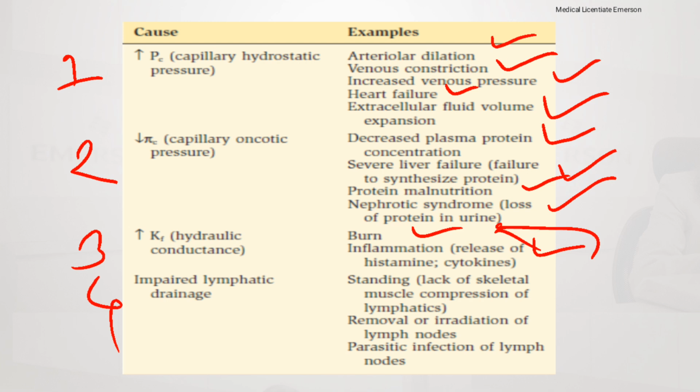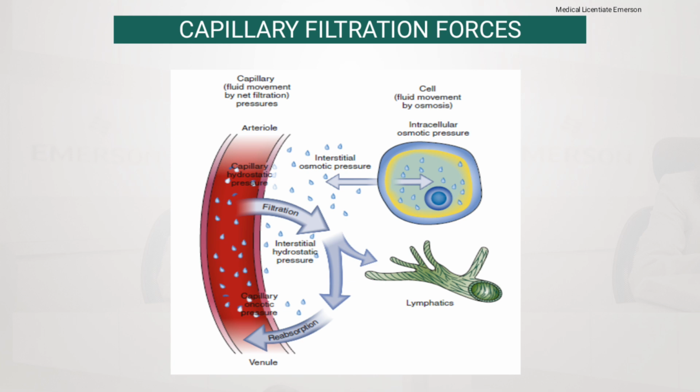Then the other cause would be impaired lymphatic drainage, for instance standing due to lack of skeletal muscle compression of the lymphatics. Another cause would be removal or irradiation of lymph nodes. Another would be parasitic infection of lymph nodes. So these are some of the causes of extravasation of fluid that may lead to edema and other things such as ascites and whatnot. Okay.